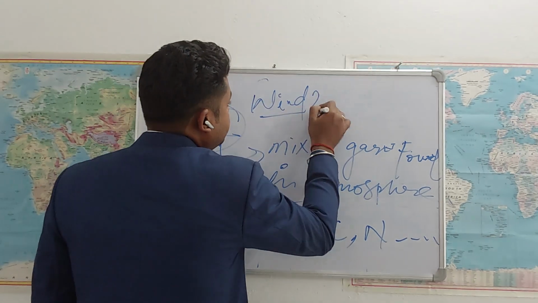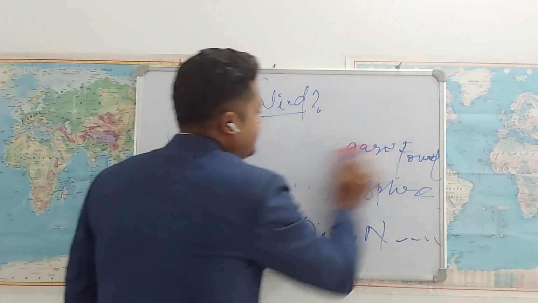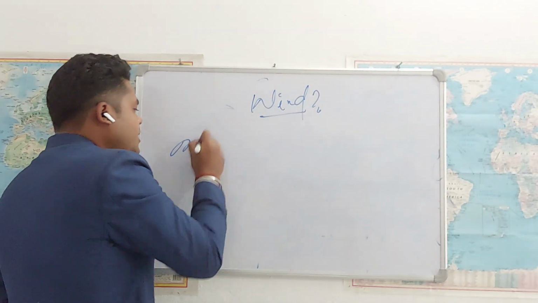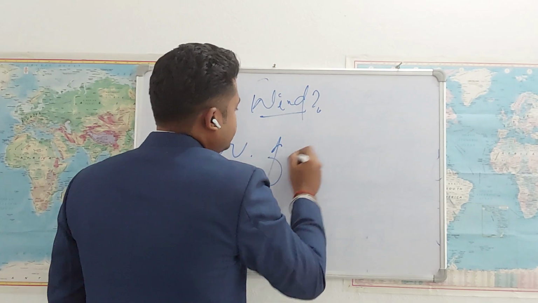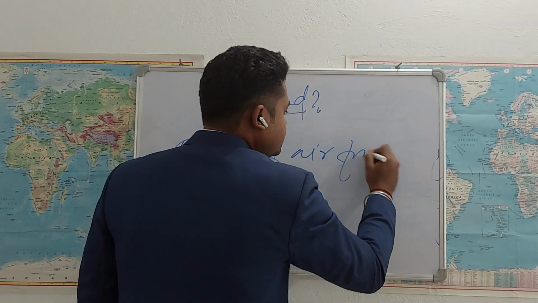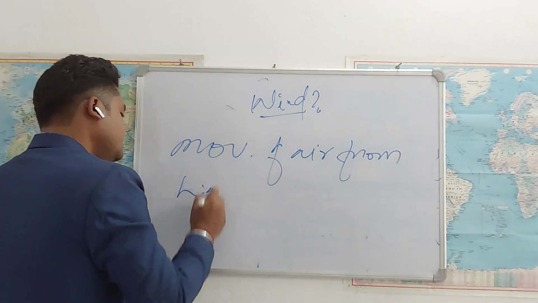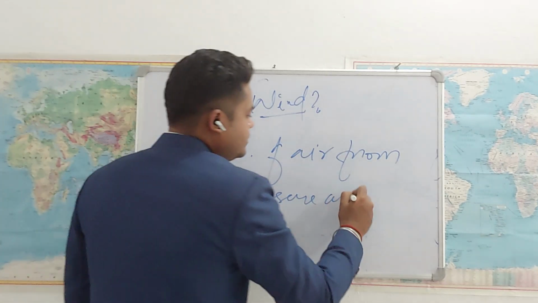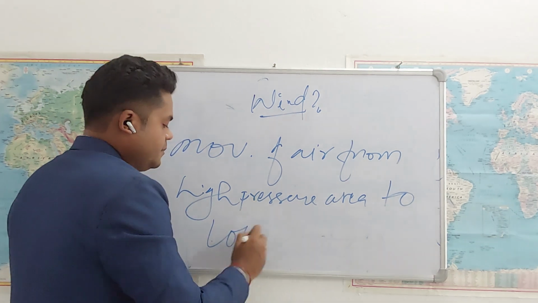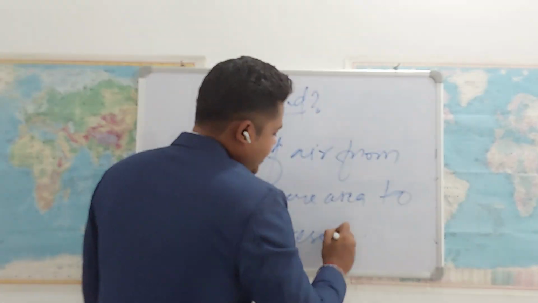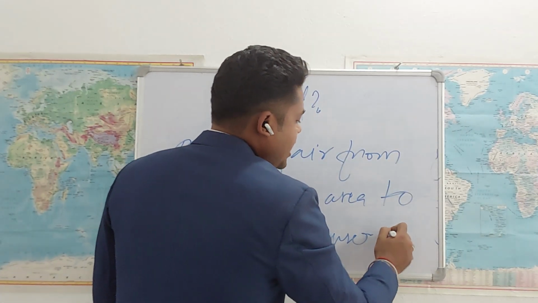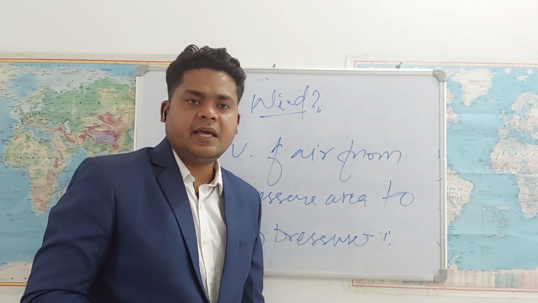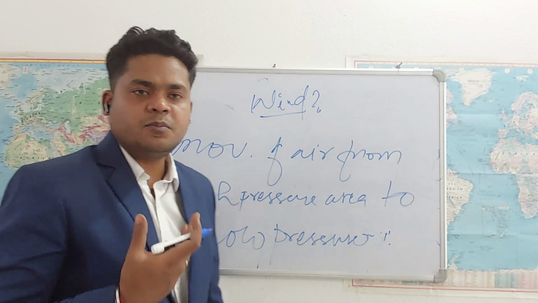And then what is wind? So wind is basically the movement of air from a high pressure area to a low pressure area. And when we are saying low pressure area or high pressure area, it means we are talking about low pressure atmospheric areas or high pressure atmospheric areas.